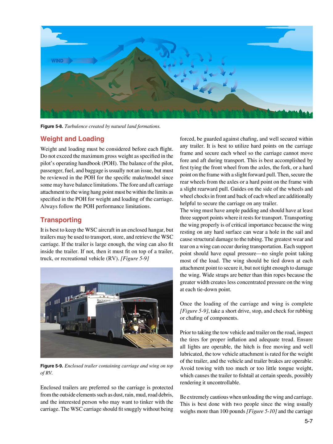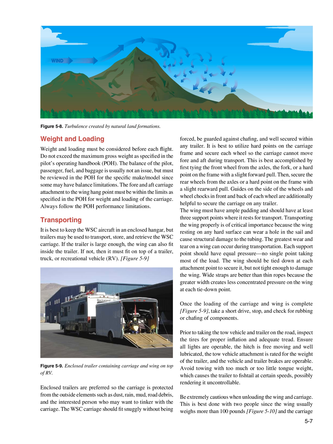Guides on the side of the wheels and wheel chocks in front and back of each wheel are additionally helpful to secure the carriage on any trailer. The wing must have ample padding and should have at least 3 support points where it rests for transport. Transporting the wing properly is of critical importance because the wing resting on any hard surface can wear a hole in the sail and cause structural damage to the tubing.